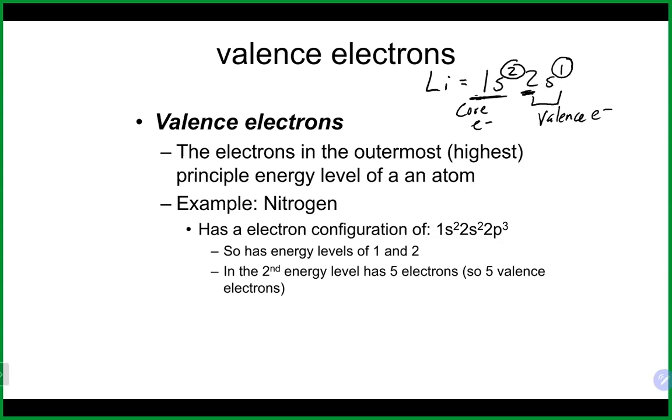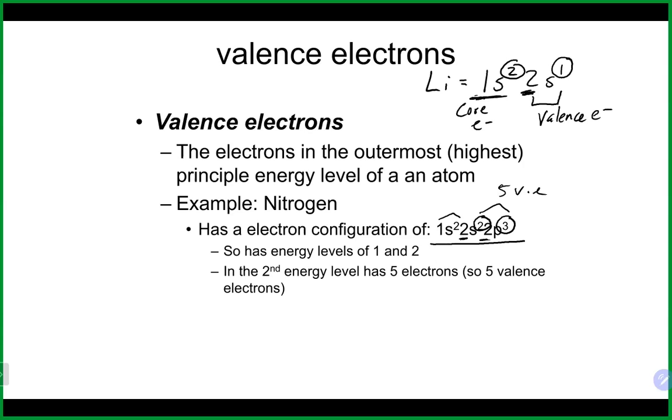And you can write the electron configuration to figure out the valence electrons. This is nitrogen's. How many valence electrons will nitrogen have? It is 5. These are both on the second energy level, right? So they both have 2s in front of them. So this would be its 5 valence electrons. This would be its core electrons there. And again, the valence electrons are the ones involved in bonding.